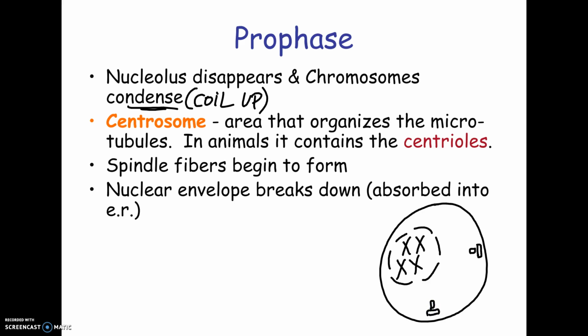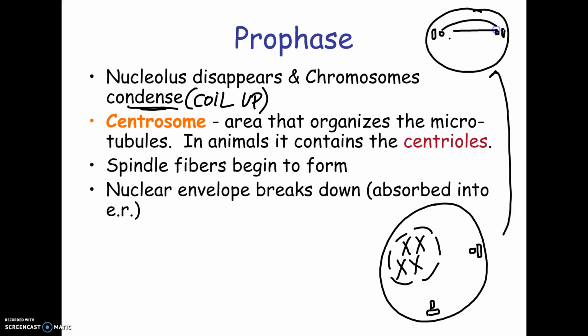Plant cells don't have those, but they still have the area where those would be located, called the centrosome. What's going to happen eventually is these are going to migrate to opposite sides. So in the next phase, you're going to see the centrosomes and the centrioles end up on opposite sides of the cell. But right now, they're just sort of starting to move.